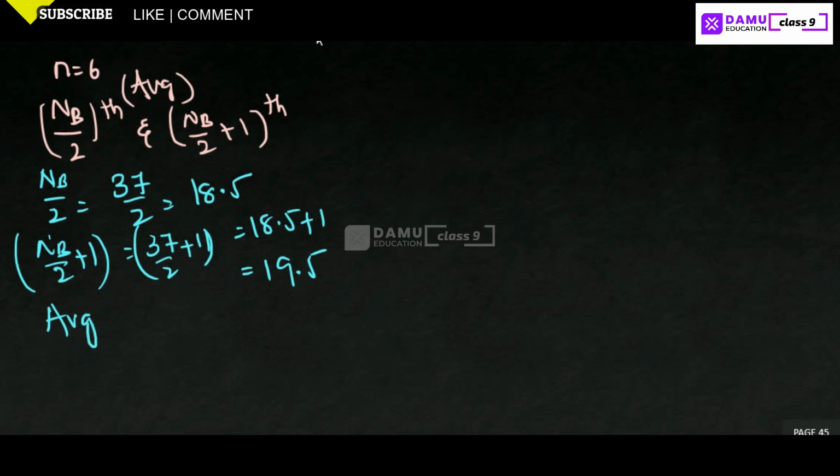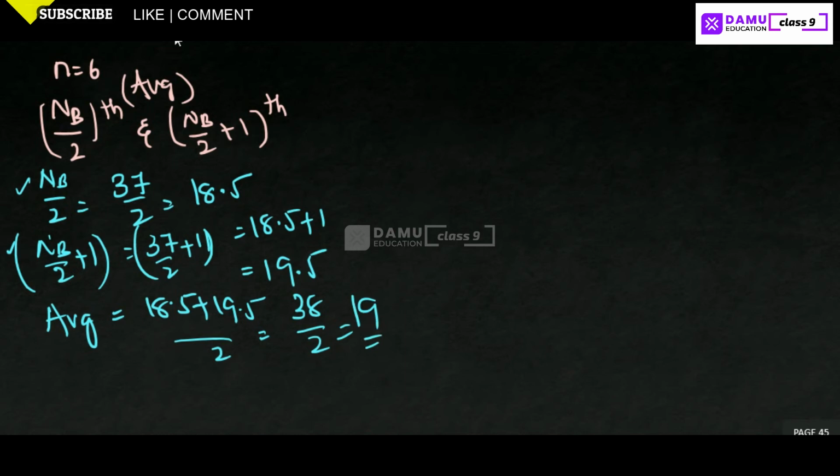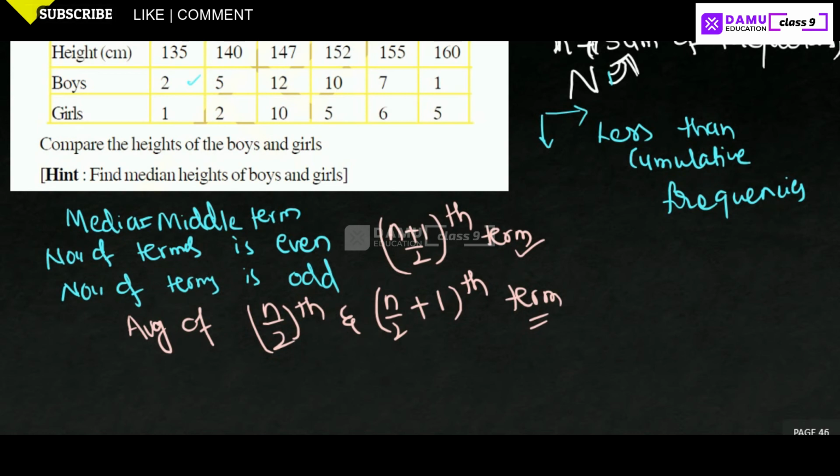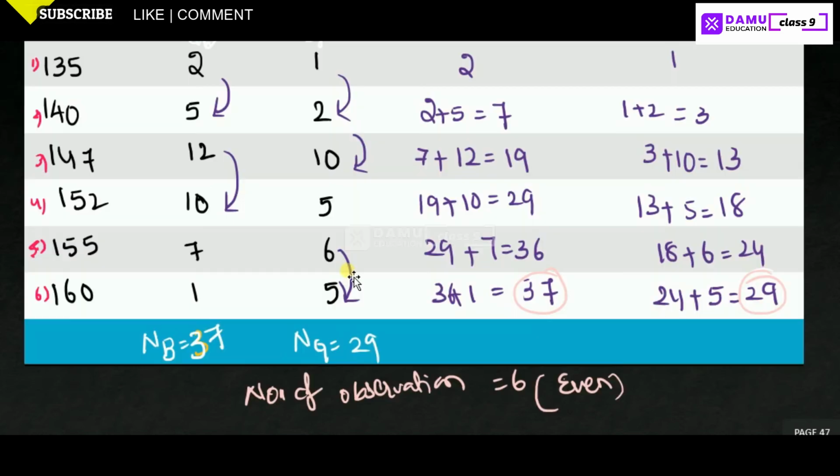Then find the average of these two values, that is 18.5 plus 19.5 by 2. 18.5 plus 19.5 will be equal to 38. 38 by 2 is 19. So we have to go for the 19th term in the cumulative frequencies. Where is that cumulative frequency here? So go for that 19th term. This is the value of the 19th, the cumulative frequency corresponding to that.